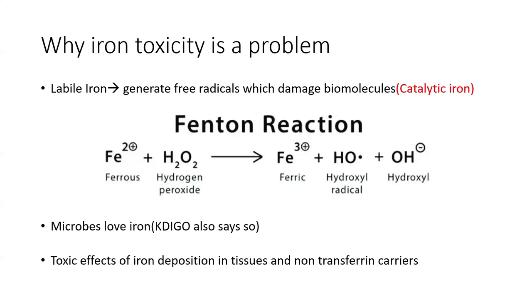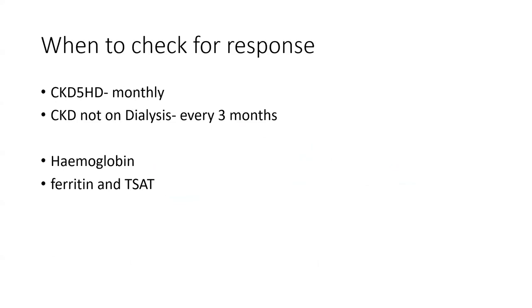And we know that whenever iron deposits in toxic levels in different tissues, it can create problems. And it can even deposit in non-transferrin carriers, which again can create problems. We are exposed to this group of patients when dealing with hemochromatosis and thalassemia patients. So we see iron overload creating problems for them in the liver, in the heart, endocrinologically and all.